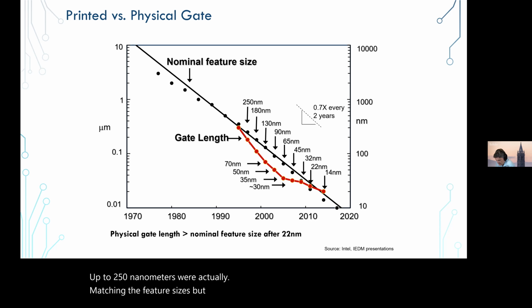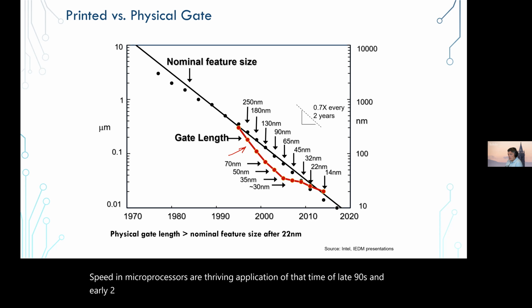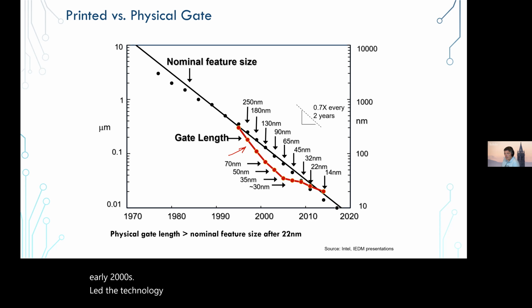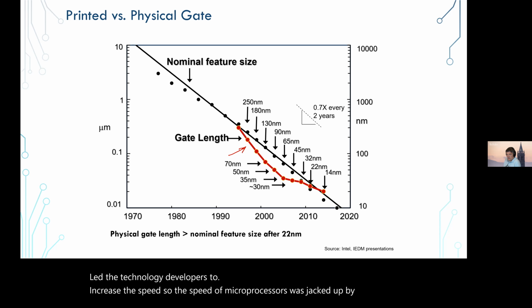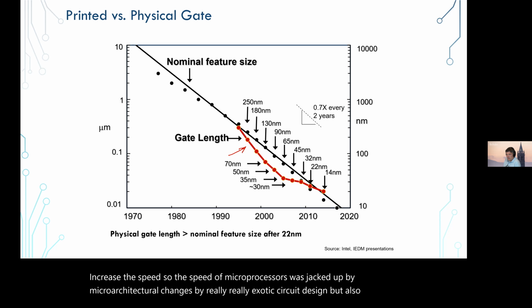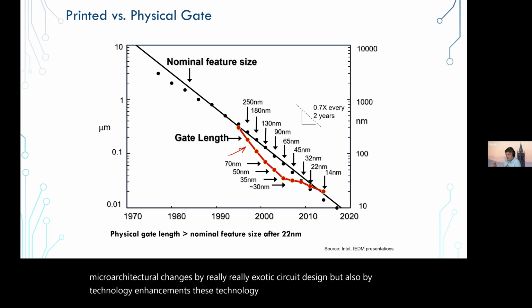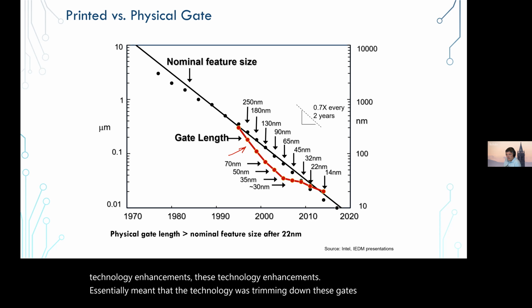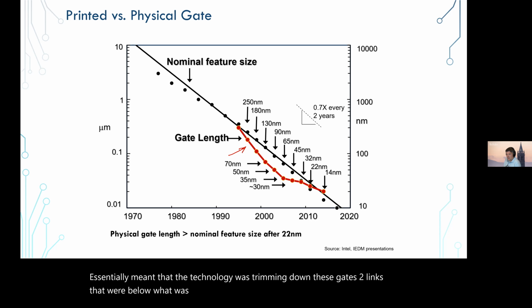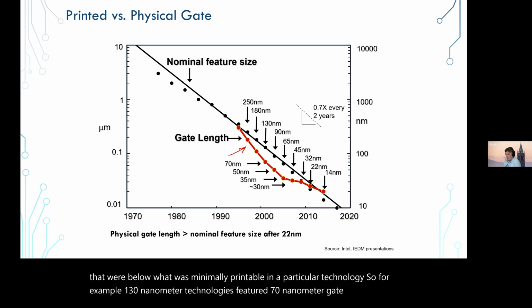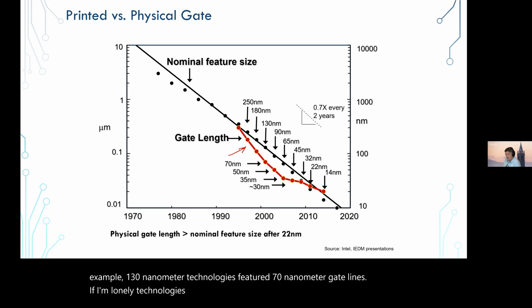But then a really aggressive drive for speed in microprocessors as a driving application of that time, of late 90s and early 2000s, led the technology developers to increase the speed. So the speed of microprocessors was jacked up by microarchitectural changes, by really, really exotic circuit design, but also by technology enhancements. These technology enhancements essentially meant that the technology was trimming down these gates to lengths that were below what was minimally printable in a particular technology. So, for example, 130 nanometer technologies featured 70 nanometer gate lengths. 65 nanometer technologies had 35 nanometer gate lengths.